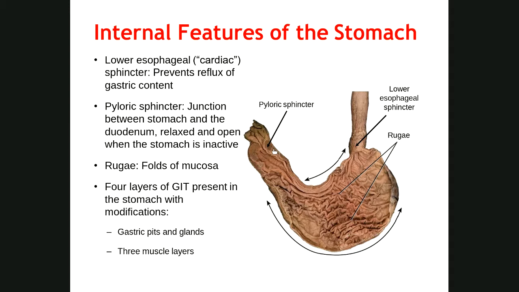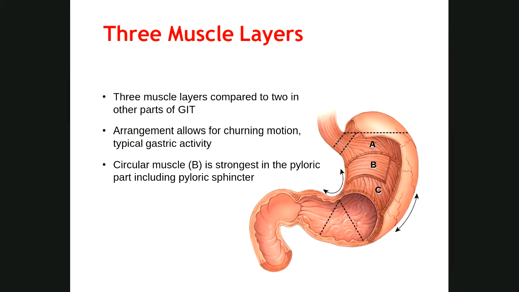Okay, the differences, as we just mentioned, are in the folds and the muscle layer. So the additional layer of muscle, and the strongest part of all these layers is the circular, which helps in the churning movement and digestion of food.